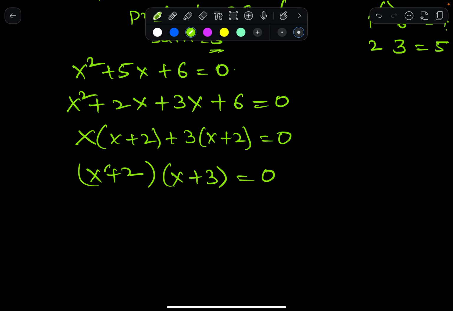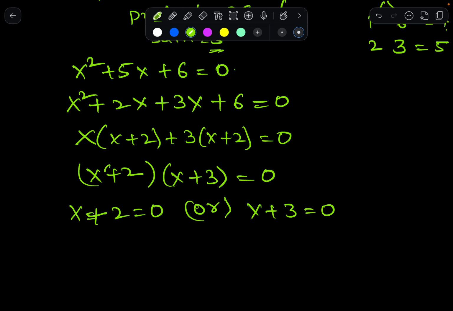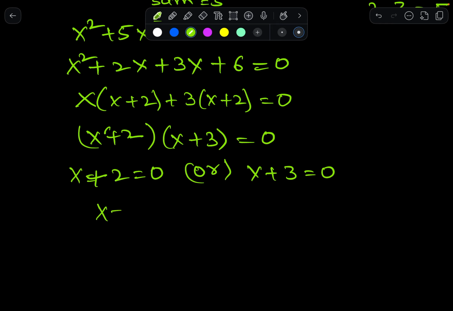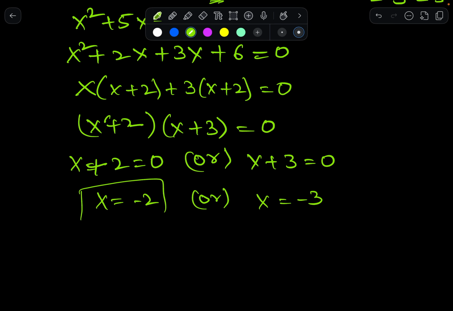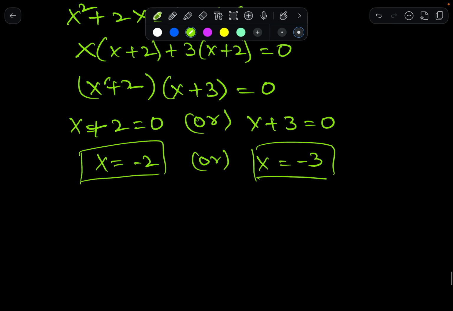For the product of two terms to be equal to 0, either one of them should be equal to 0. So x plus 2 equal to 0 or x plus 3 equal to 0. So x equal to minus 2 or x equal to minus 3. These are the two possible values for the above quadratic equation.